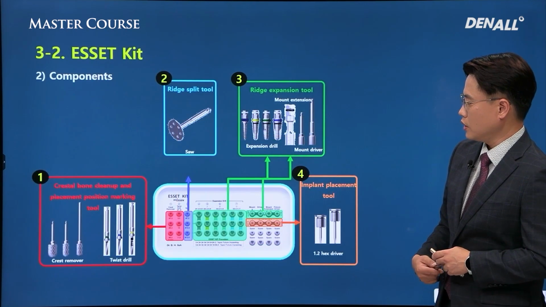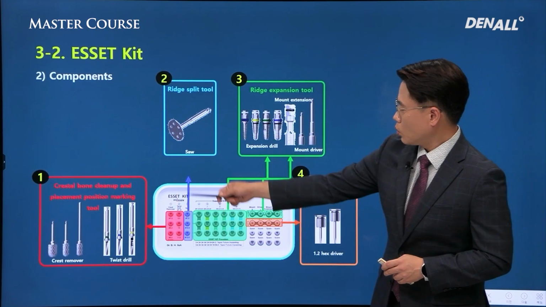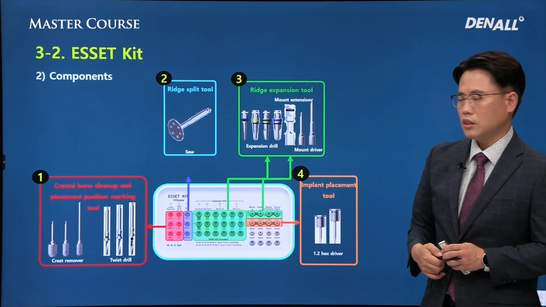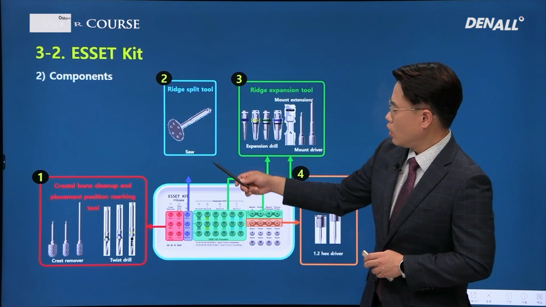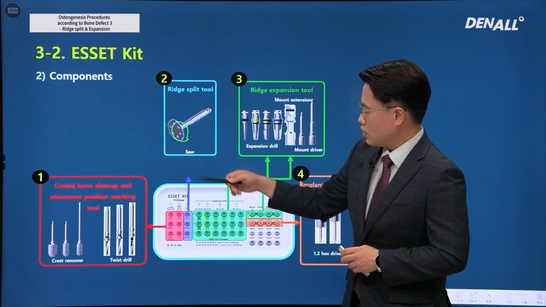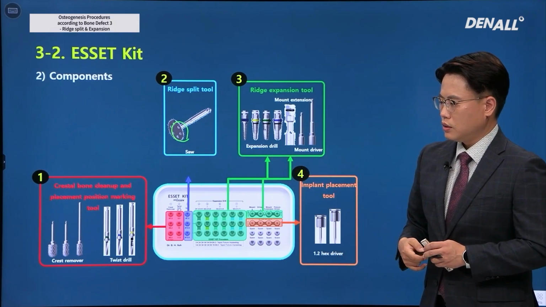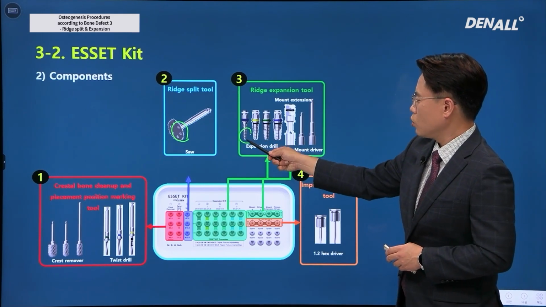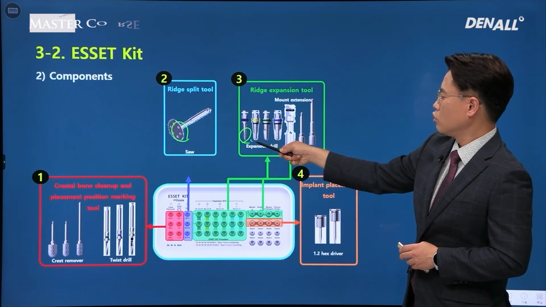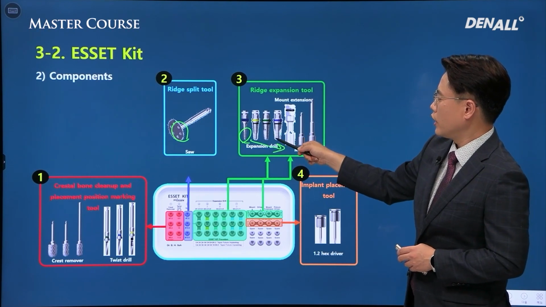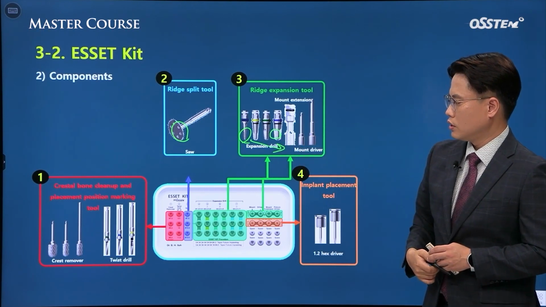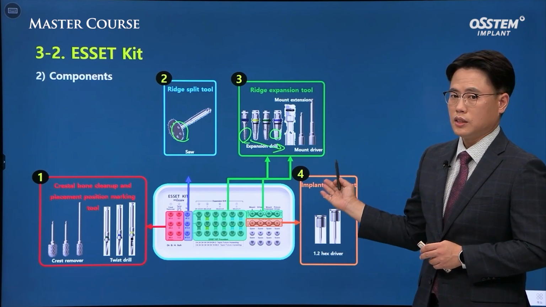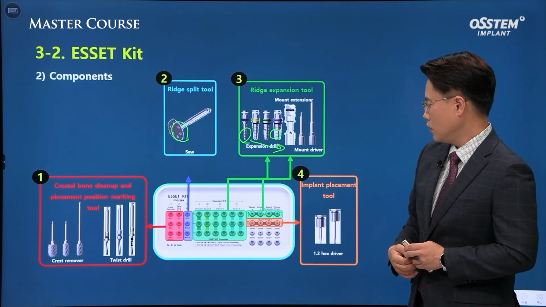ESSET kit looks like this. It has these kinds of tools, and this is one set. The saw is here. As if marking the ridge, you can split the ridge, and using expansion drill from thin to thick, you can continuously expand the ridge and proceed with surgery. Comparatively, you can do ridge split in a comfortable and safe manner, so this is recommended.